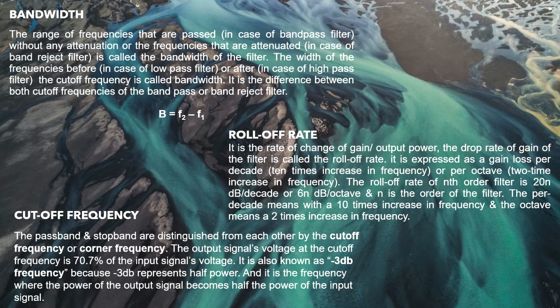Fifth is cut-off frequency. The pass band and stop band are distinguished from each other by the cut-off frequency or corner frequency. The output signal's voltage at the cut-off frequency is 70.7% of the input signal's voltage. It is also known as -3 dB frequency because -3 dB represents half power, and it is the frequency where the power of the output signal becomes half the power of the input signal.